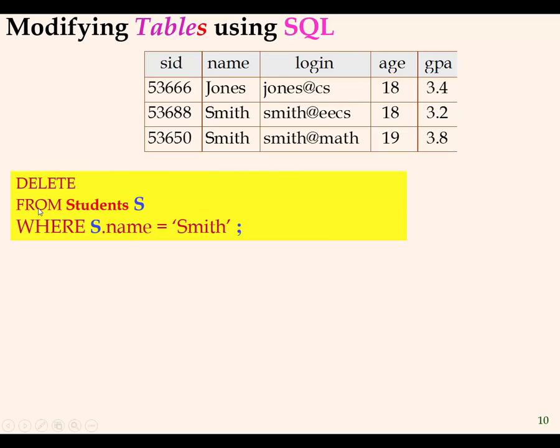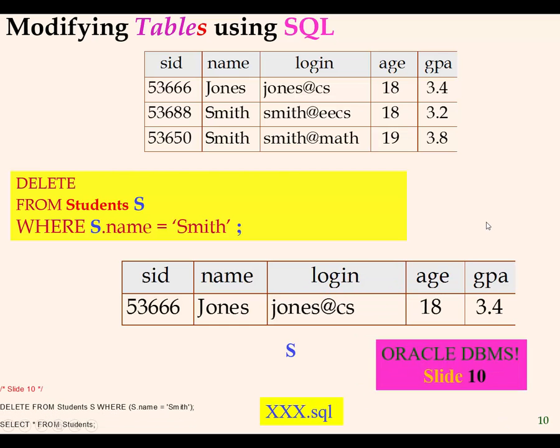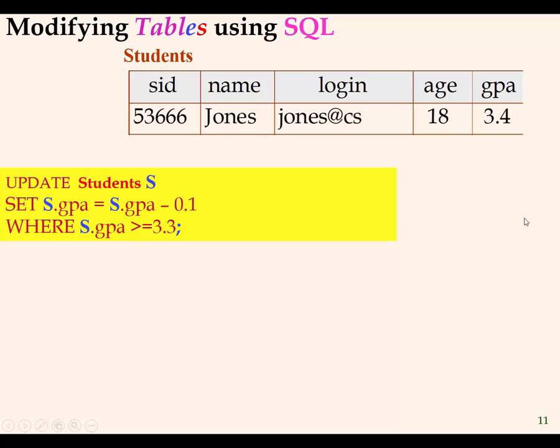Okay, another command. I want to delete from, keywords, students where the name is Smith. As you can see, there are two Smith names. So after I execute this command, what I have in the table is just one tuple. I have deleted two tuples that matched the Smith. Very good. So let's continue. So again, this is the tuple. So I did run these SQL commands.